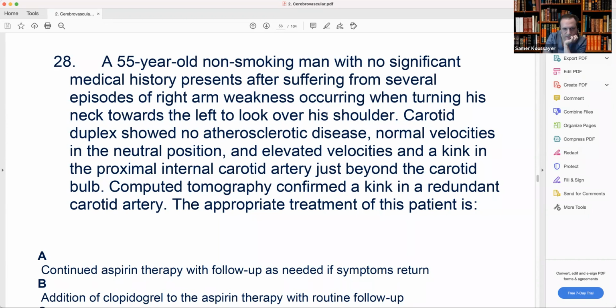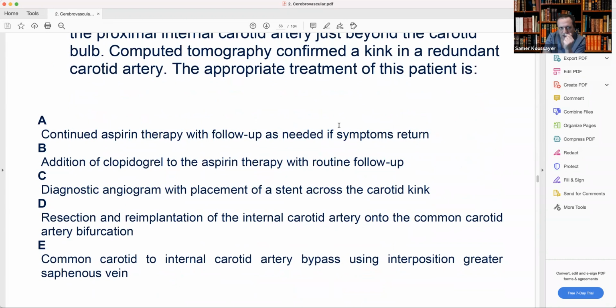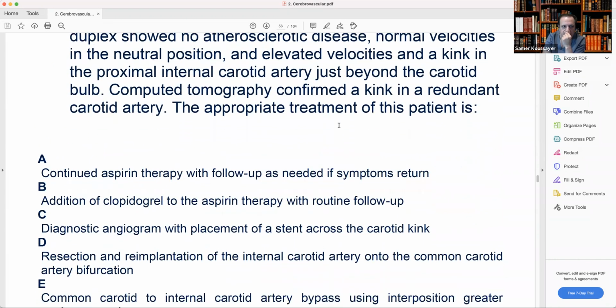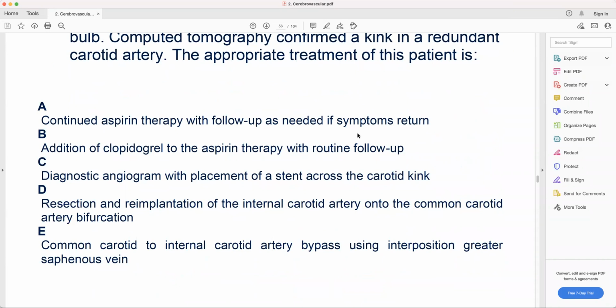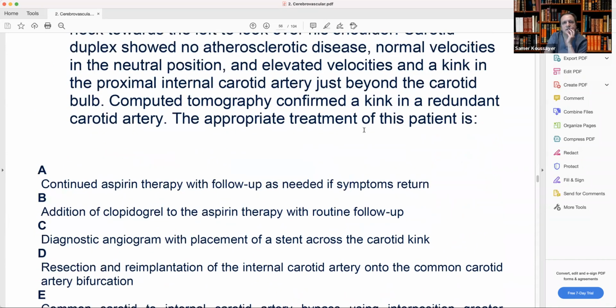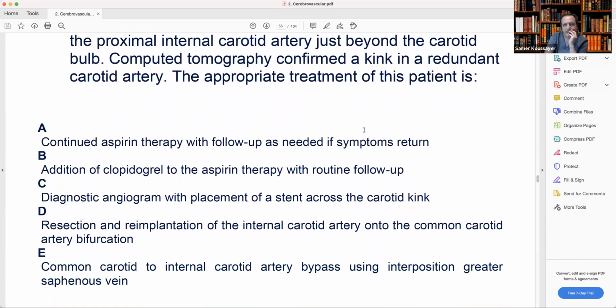So let's go now with these options. So he's asymptomatic and he has a kink and he's already on aspirin. So they said to continue aspirin, follow-up is needed. Is this a good option? Asymptomatic will not treat his symptoms. Symptomatic, yeah, he needs to. And he's already on aspirin. Let me see. Yes. I think he's already, but anyway, he's symptomatic and kink.